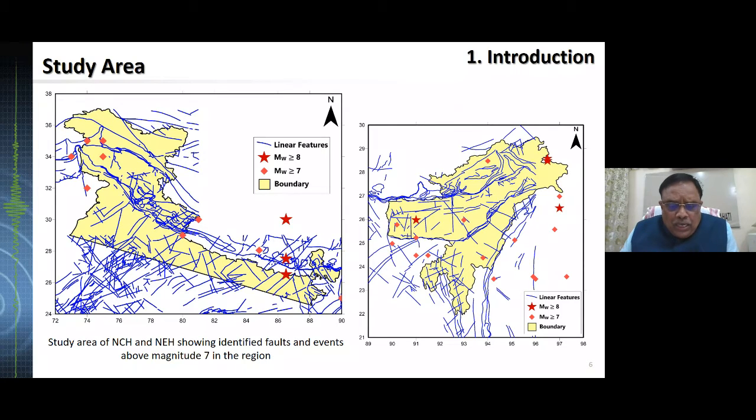So different GMPEs and synthetic ground motions for North and Northeast India have been developed separately using actual recorded strong motion data. That's what I'm going to show you. The differences in the tectonic setting of North and Northeast India call for developing separate region-specific GMPEs and synthetic ground motion for both regions.